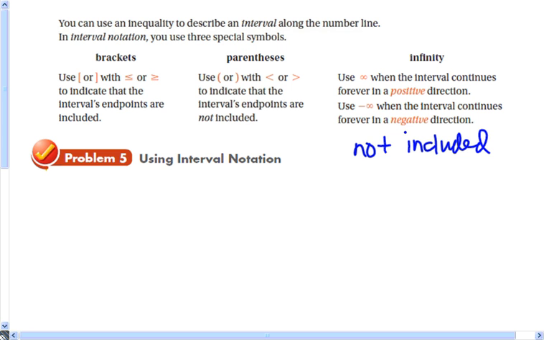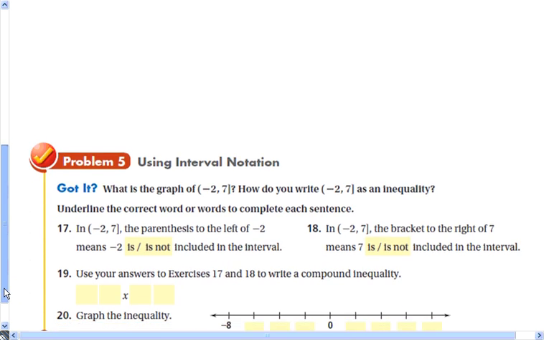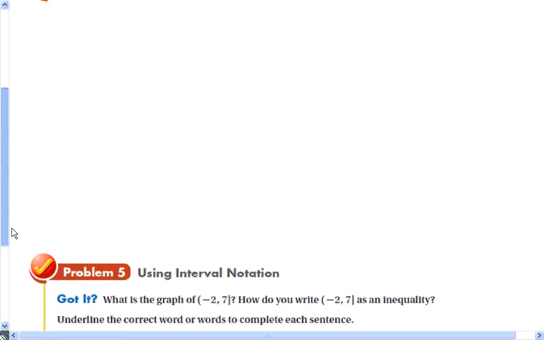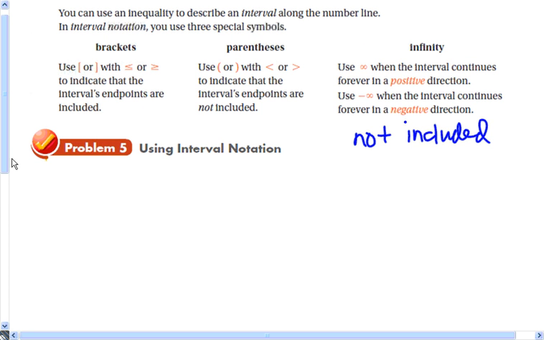So, using interval notation, we'll just do a couple examples here. If I have a number like, say, (-3, 1], and I write it like that, that can also be written as the inequality, where -3 is not included. So x is greater than -3, and x is less than or equal to 1.